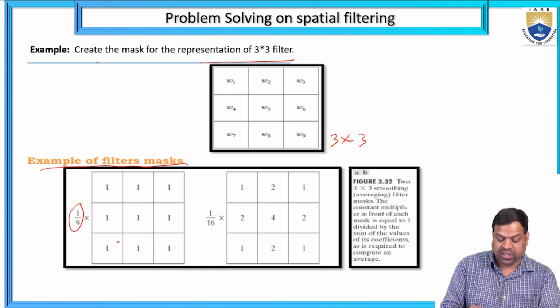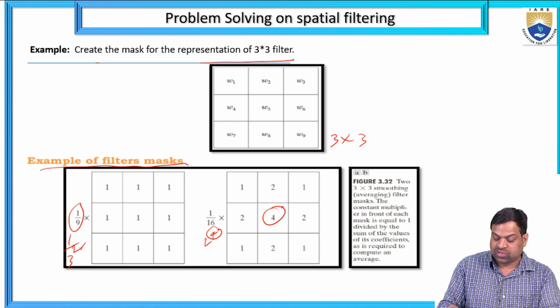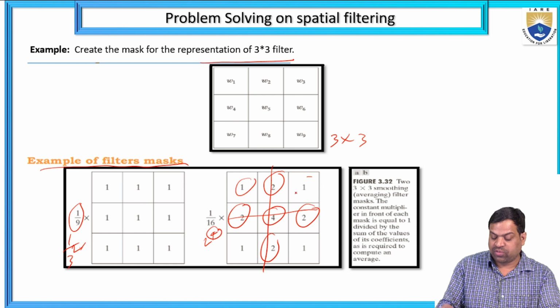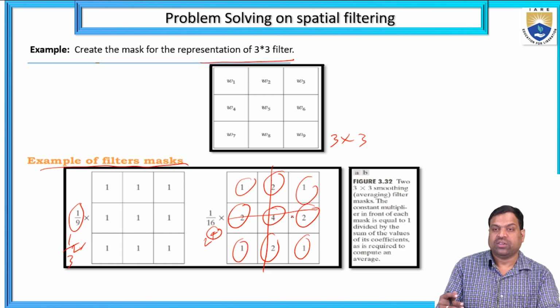I am using the 1/9 example. So 1/9 means 3 squared: 111, 111, 111. If I am taking 1/16, that is 2 power 4. 2 power 4 means here the middle one is 4. So what are the surrounding values? Left, right, top, bottom. So these are the values. Surrounding values are 1. That means foreground is white, background is black.